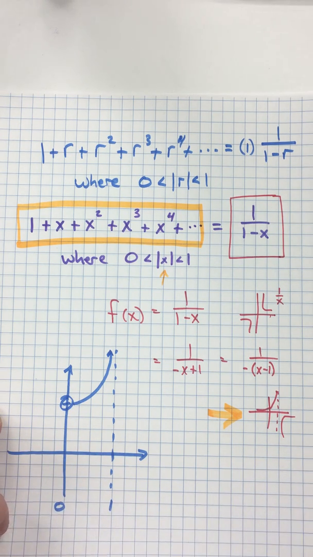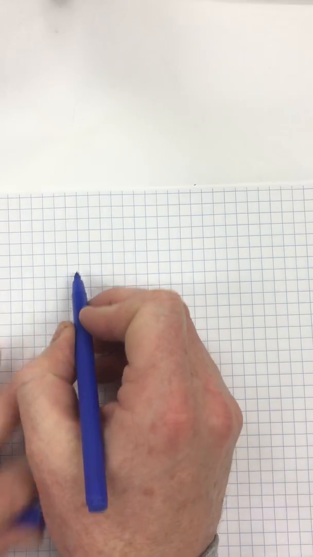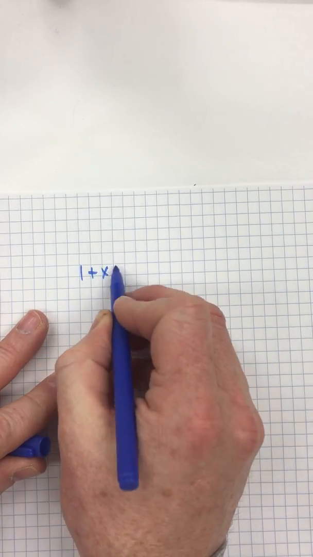I do want to take just a second to talk about ways that we can find a power function. So let's rewrite this equation again. Let's rewrite this identity again.